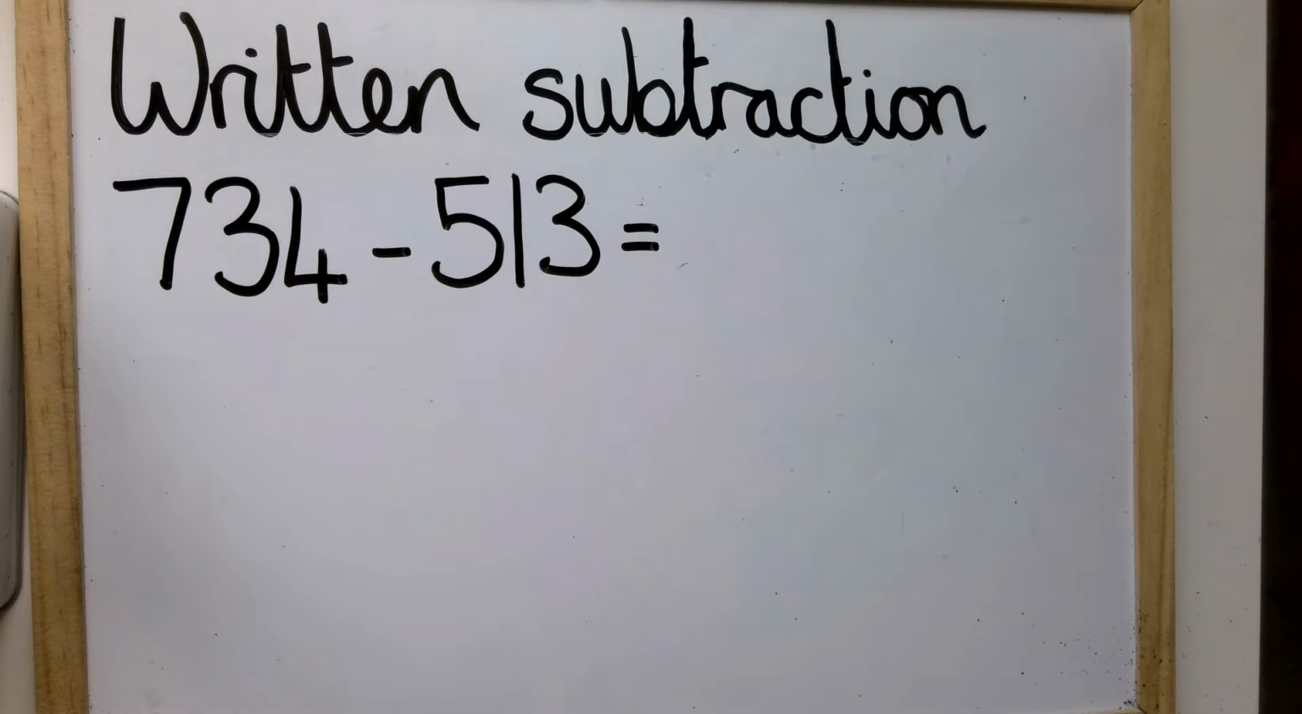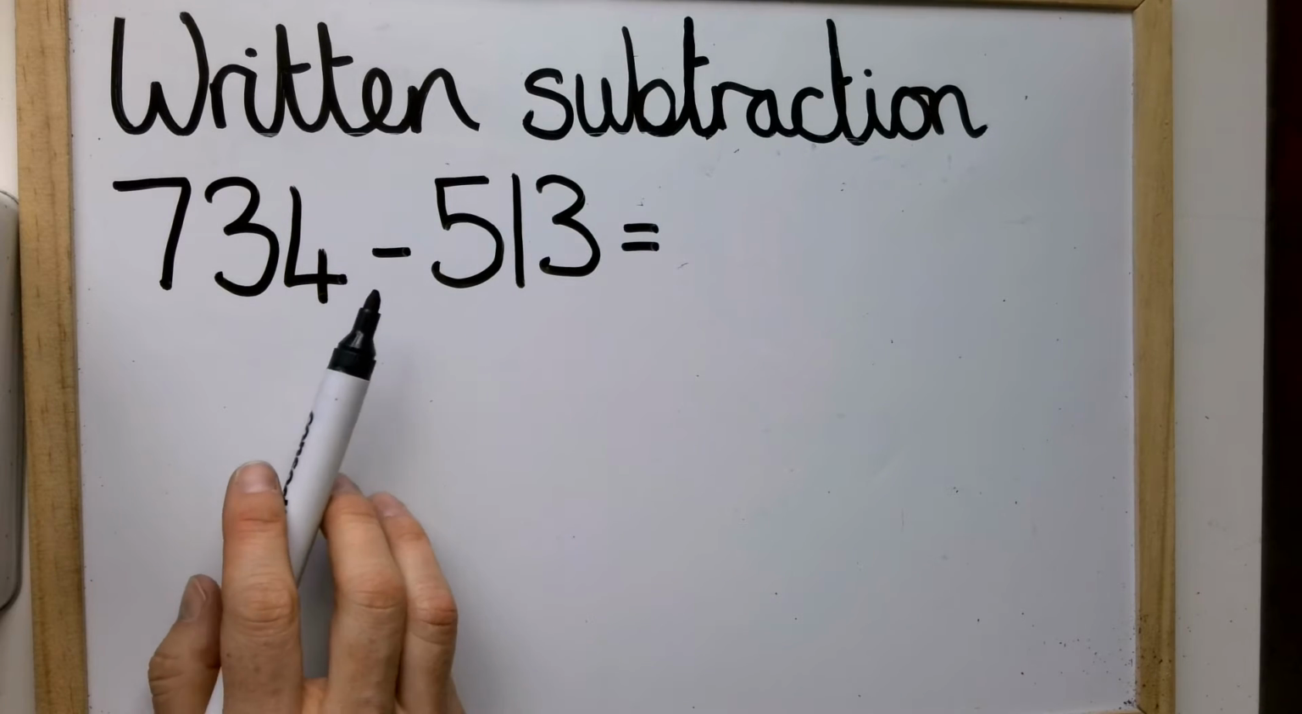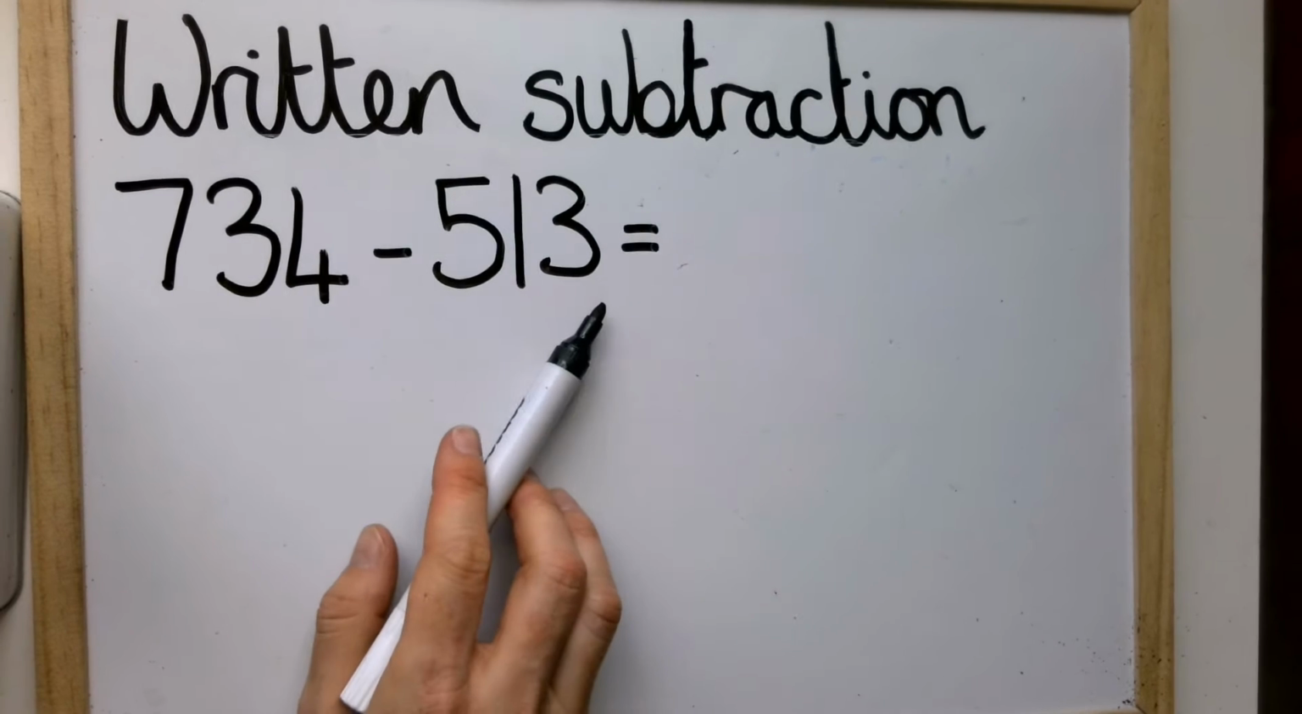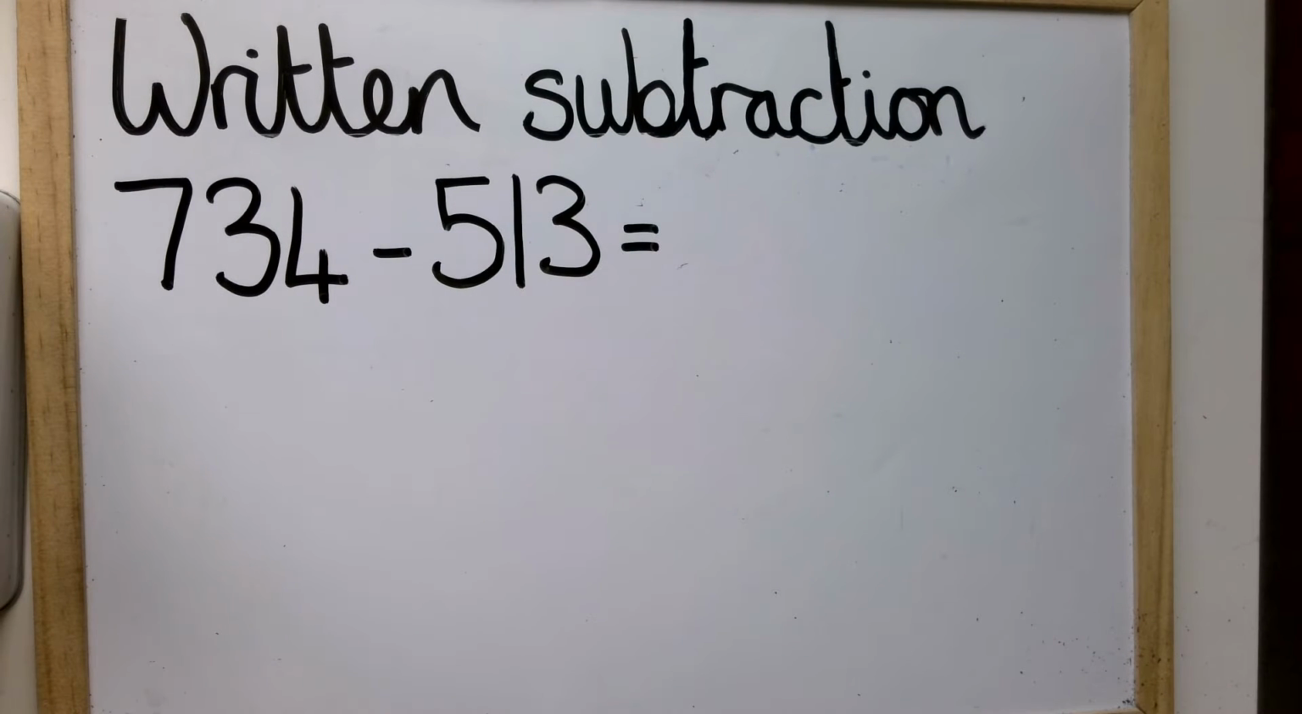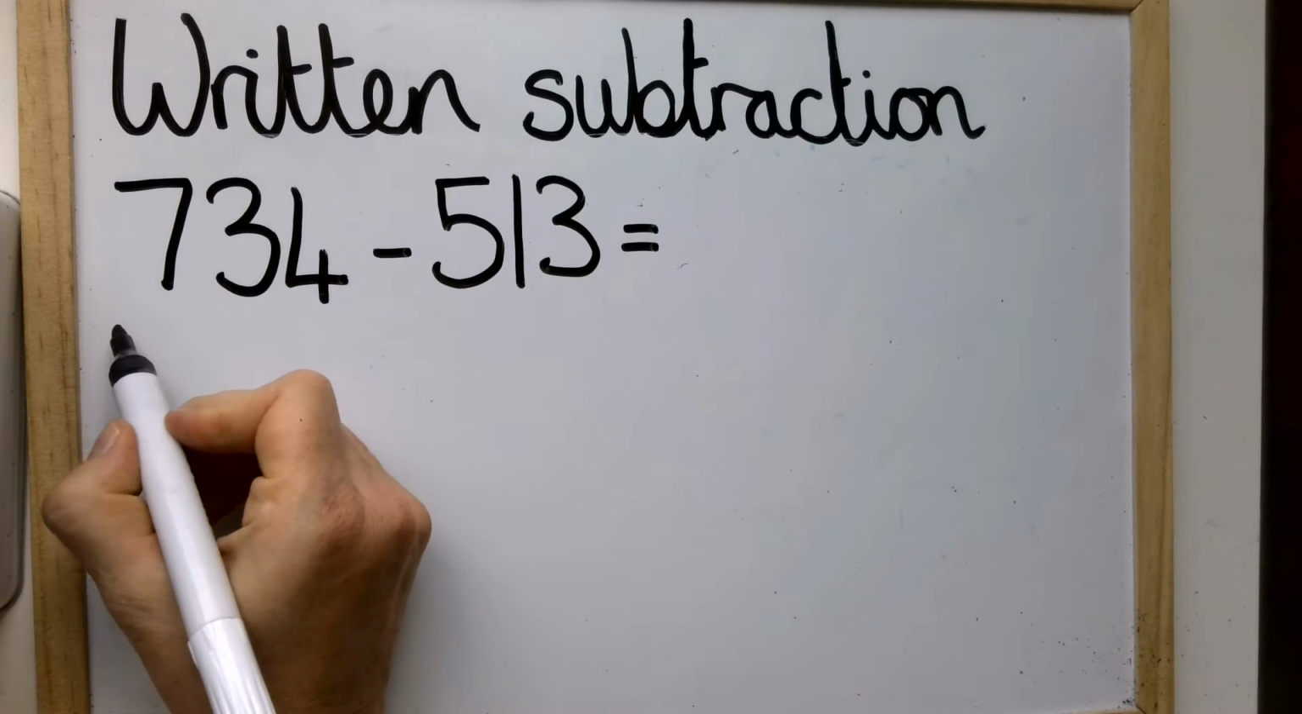Today we're going to be revising the written subtraction method using column subtraction. I have here 734, take away 513. I'm going to look at the different parts of this number sentence because that's really important for subtraction.